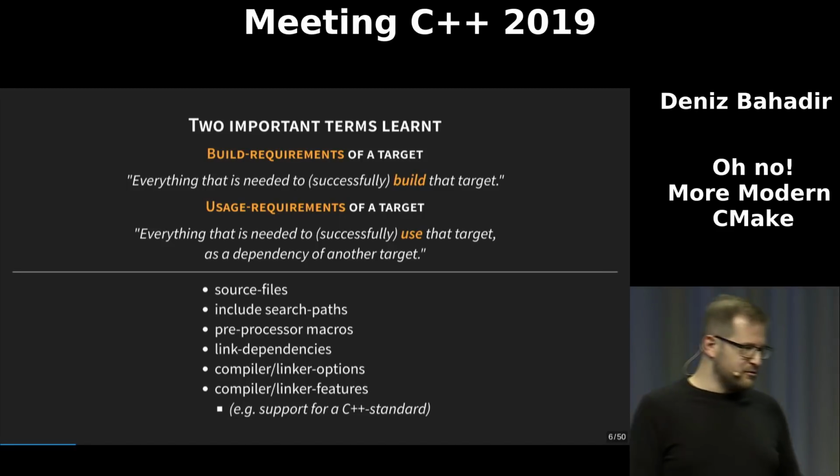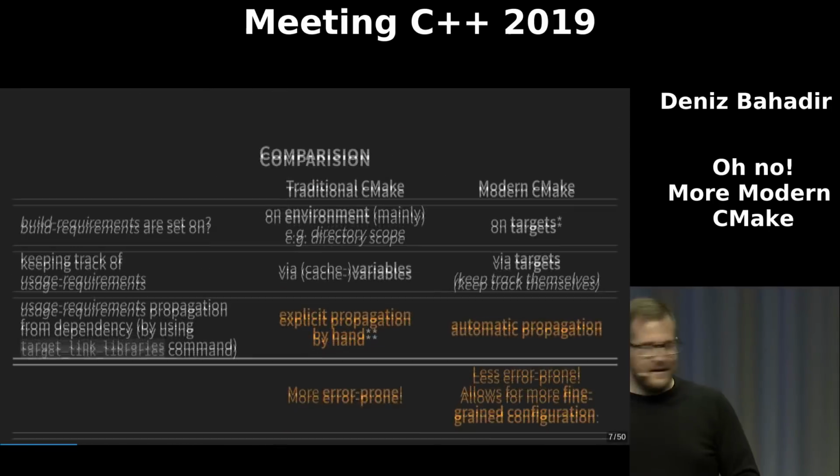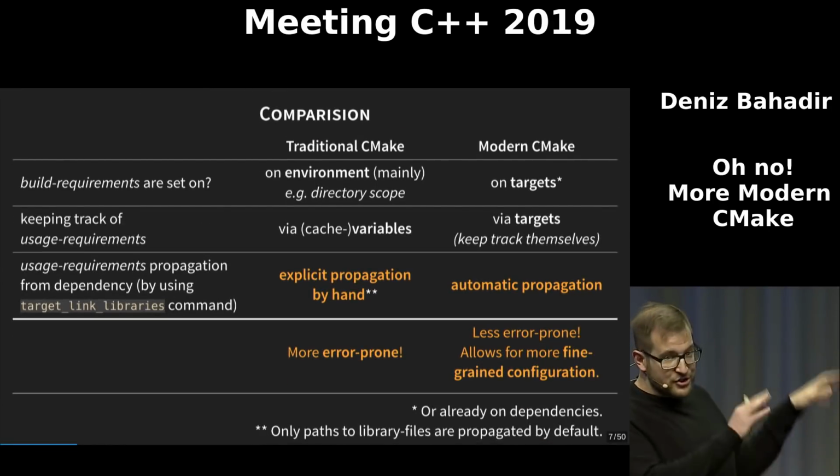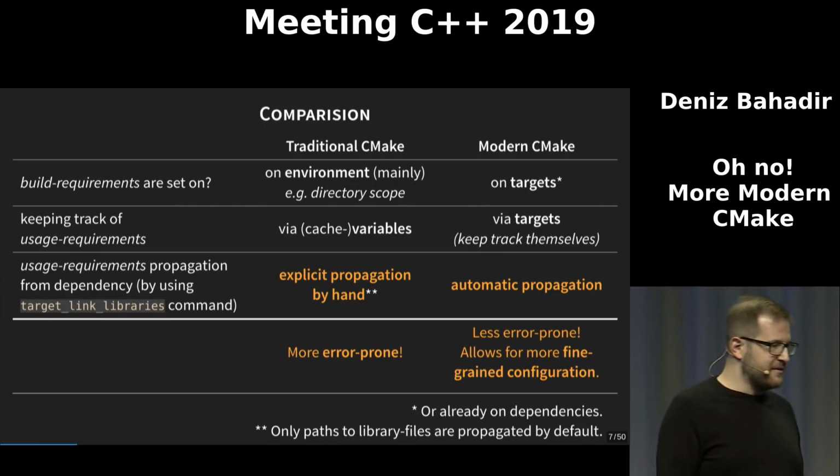These are usage requirements and also build requirements. And you see that here. I don't have to read it out loud, I hope. I showed this table last year to compare the traditional CMake way with the modern CMake way, and we'll just go through the differences real quick.